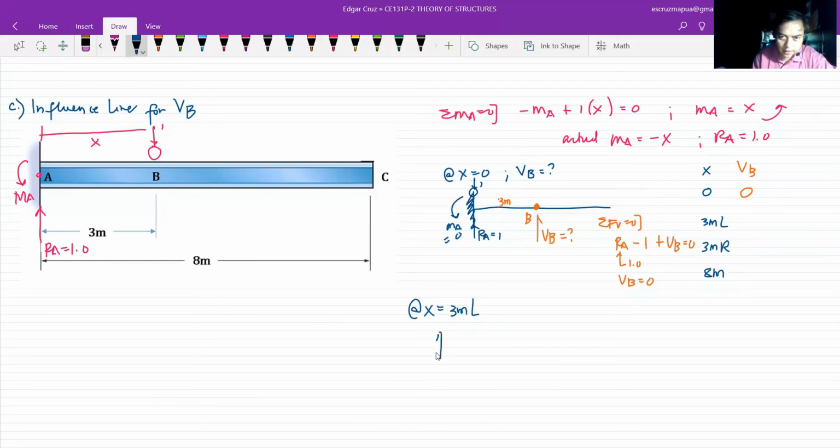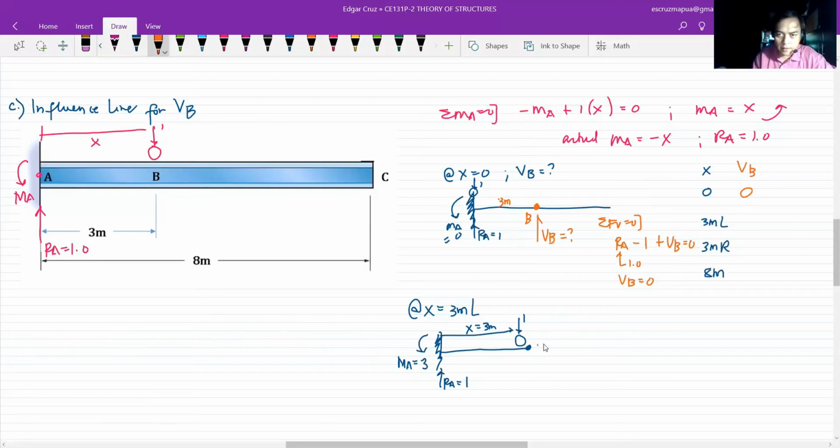So, drawing natin. So, ito yun. Left segment ulit ah. Ito yung point B. Okay? So, nandito yung unit load bago mag-point B. So, ito yung X equals 3 meters. So, may RA tayo rito. Ang RA natin is equal to 1. Tapos yung MA natin dito would be equal to 3. Diba? Okay, tapos doon lalabas yung shear. Ito yung point B. So ito yung shear. What do you think would be the direction of shear?